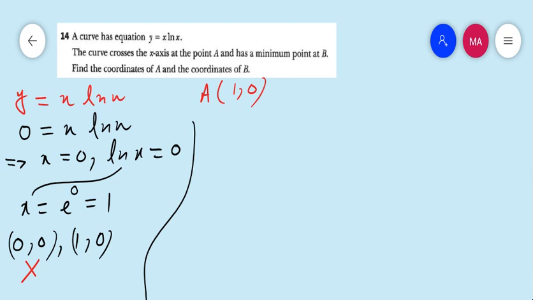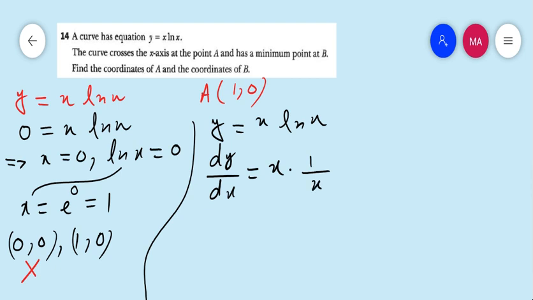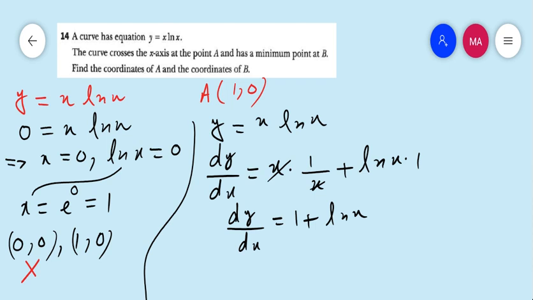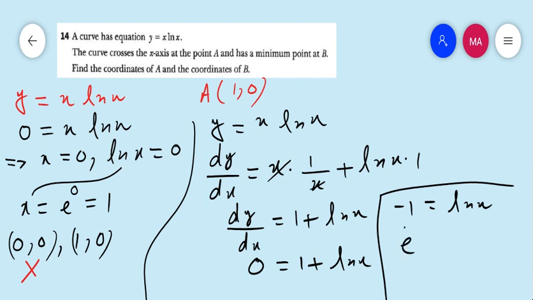So in order to find the minimum point, we must find the derivative. So dy by dx of x ln x, it means we have to use the product rule. u times the derivative of ln x plus ln x times the derivative of x, which is 1. x cancels by x, dy by dx equals 1 plus ln x. So for a minimum point or maximum point, we must have a stationary value. So we replace dy by dx by 0, 1 plus ln x equals 0, 1 shifts over there, ln x equals minus 1, taking e on both sides.